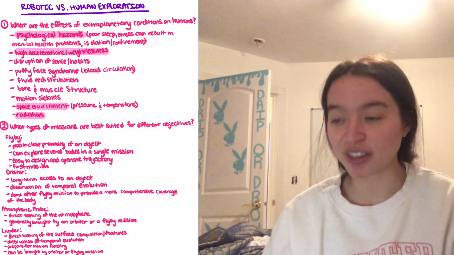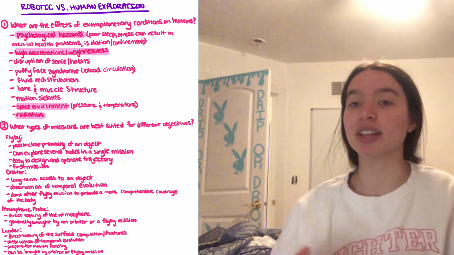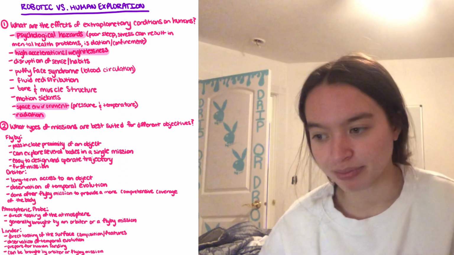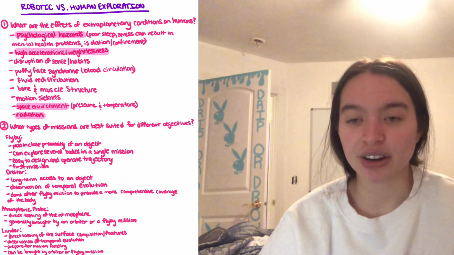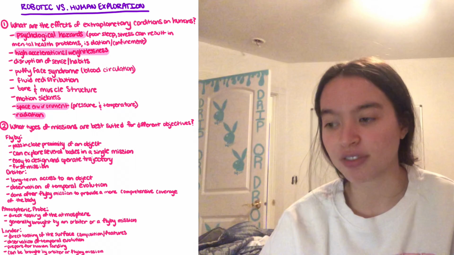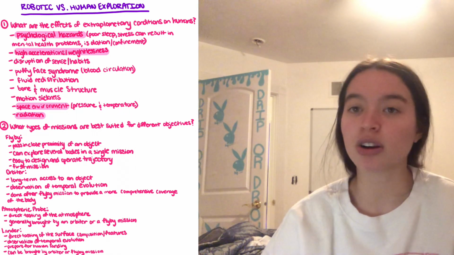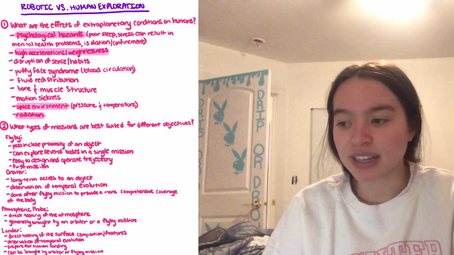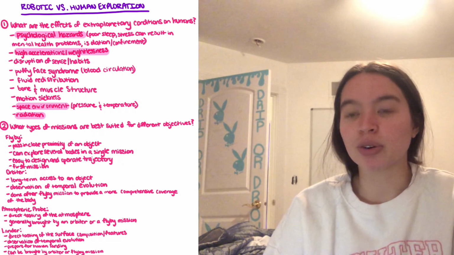An atmospheric probe is direct tasting of the atmosphere, and this is generally brought by an orbiter or a flyby mission. Next is the lander, and this is direct tasting of the surface composition and its features. You can also observe temporal evolution. Many are used to prepare for human landing, and it can be brought by an orbiter or flyby mission.